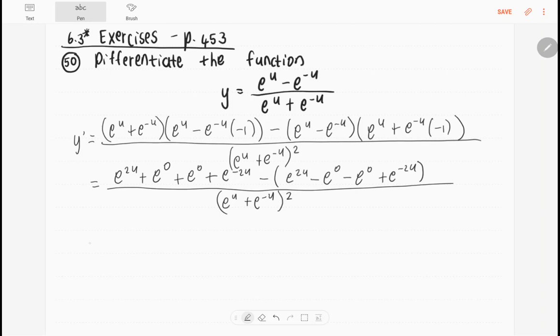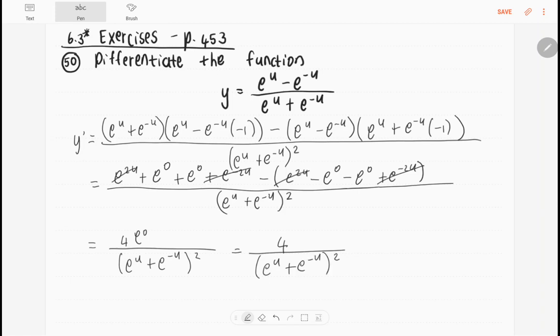So in the end, you'll see that all we have left over in our numerator is going to be 4 e to the 0. So these two are cancelling, and these two are also cancelling. So we have 4 e to the 0, and then in our denominator we have e to the u plus e to the minus u squared. So it means our final answer is just 4 over e to the u plus e to the minus u squared.